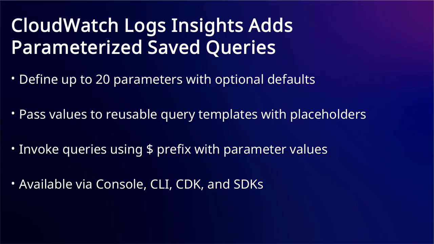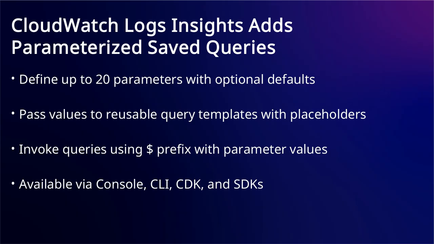When analyzing logs, you often need to run similar queries that differ only in specific values like log levels, service names, or time intervals. Maintaining multiple copies of nearly identical queries creates overhead and reduces maintainability. CloudWatch Logs Insights now supports parameters in saved queries to address this. You can define up to 20 parameters with optional default values in a single query template. You pass values to reusable query templates with placeholders, eliminating duplicate queries.